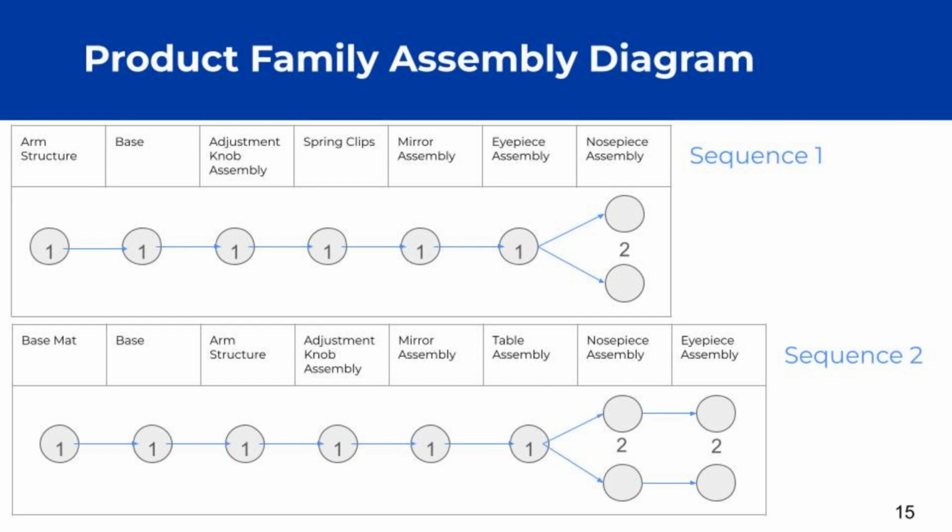Two sequences shown here in the product family assembly diagram both show valid assembly sequences. However, the first sequence delays differentiation of the assembly until the last step where the nosepiece is added. The second sequence subassembles the nosepiece as part of the eyepiece, and then requires earlier assembly differentiation.